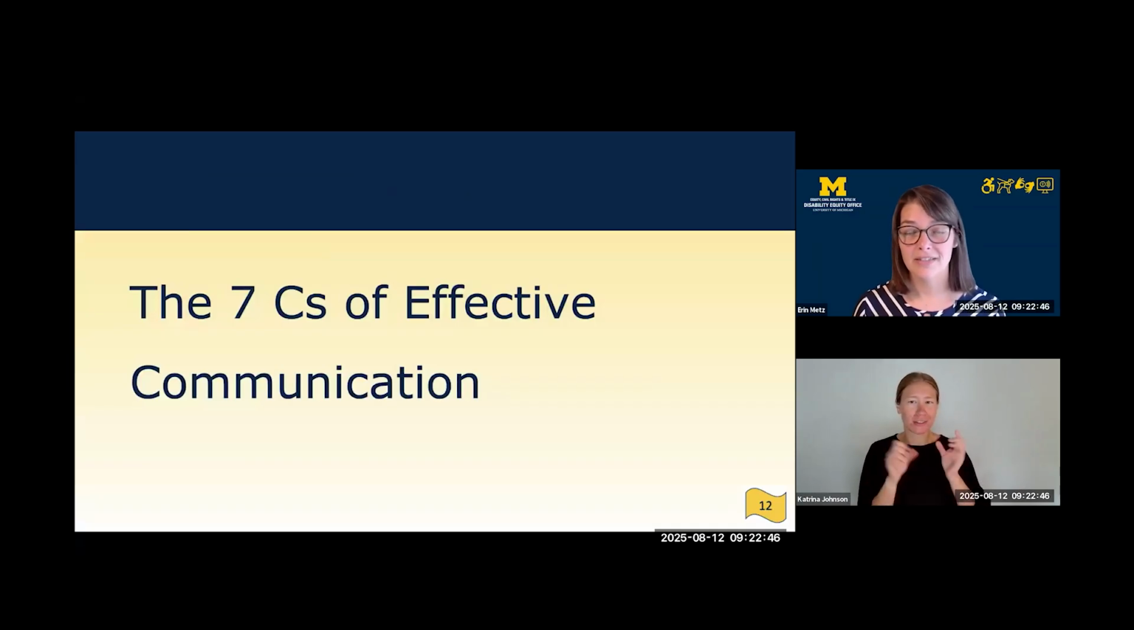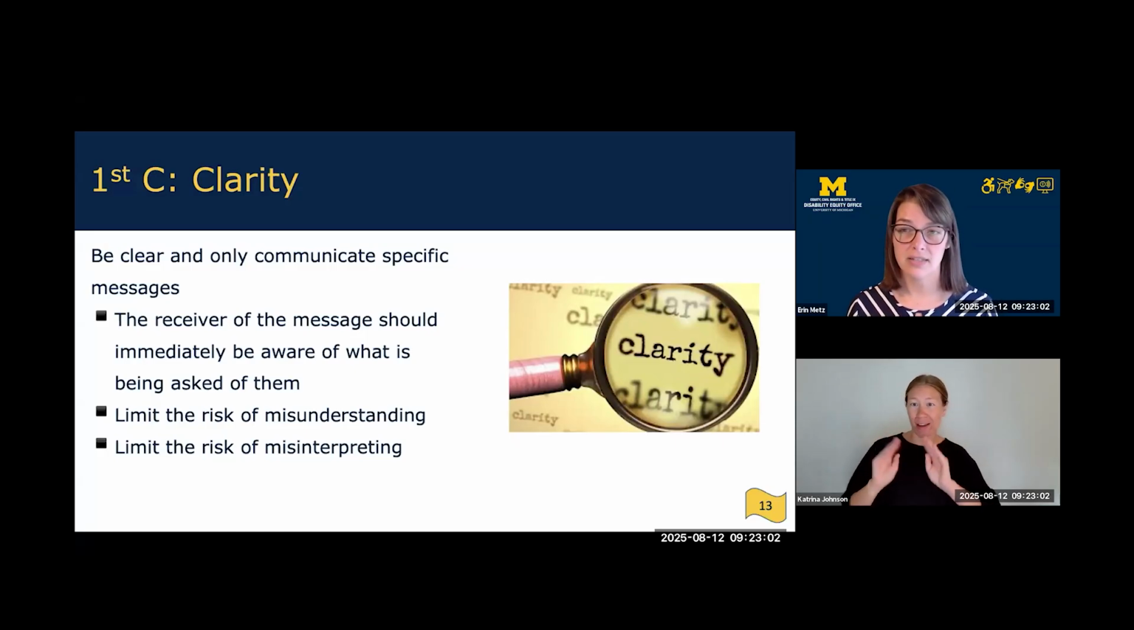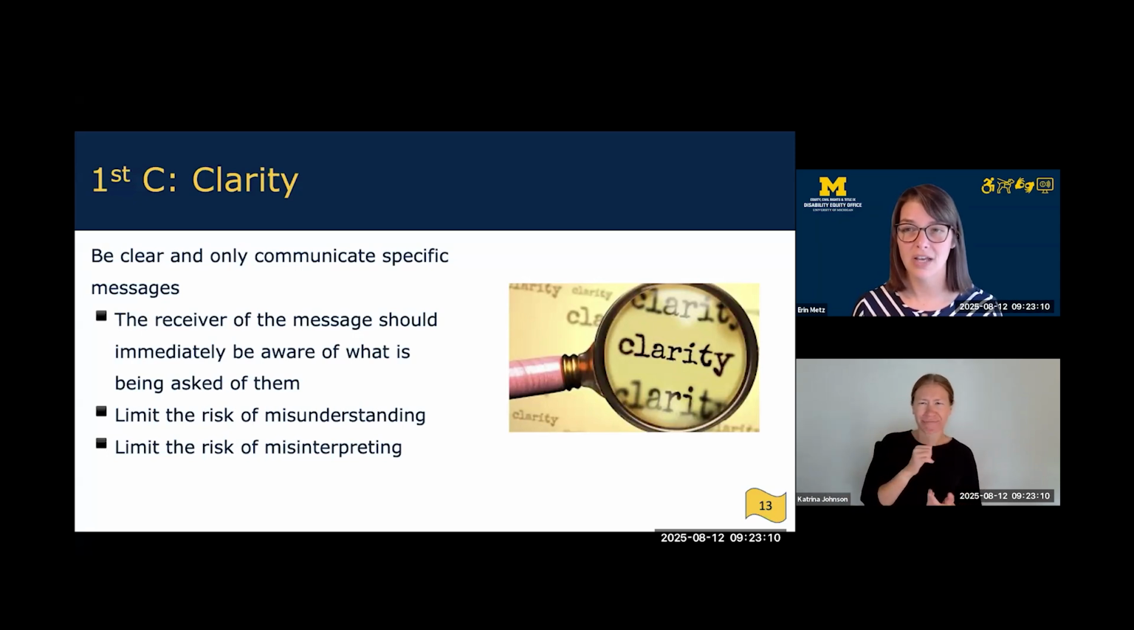We'll now discuss the 7 C's of effective communication. The first C is clarity. Effective communication requires us to be clear and deliberate with our messages. When we communicate with clarity, the recipient immediately understands what is being asked or conveyed. This minimizes the risk of misunderstandings and misinterpretations, making the process of understanding easier and more efficient for everyone involved.